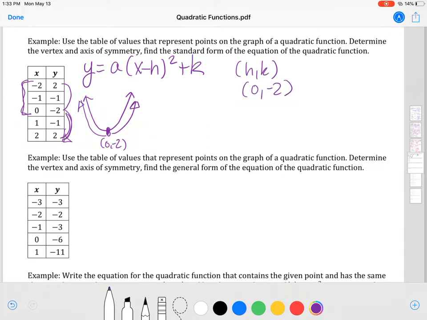Now I've got to pick another point on the graph, an x and a y, so I could figure out what a is. It doesn't matter which one. I'll pick negative 1, negative 1. So I have y is equal to a, and then I have x minus 0 squared minus 2, and I'm going to plug in my negative 1, negative 1 for my x and my y, so that I can solve for a.